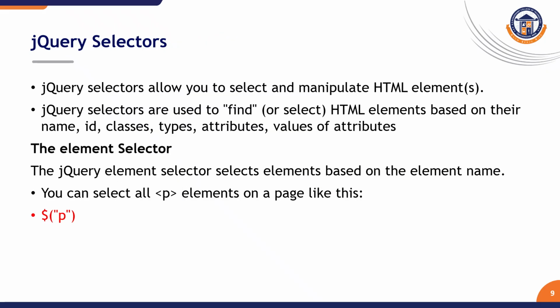jQuery selectors. jQuery selectors allow you to select and manipulate HTML elements. jQuery selectors are used to find or select HTML elements based on their name, ID, classes, types, attributes, and values of the attributes. The element selector. The jQuery element selector selects elements based on the element name. You can select all paragraph elements on the page like this.